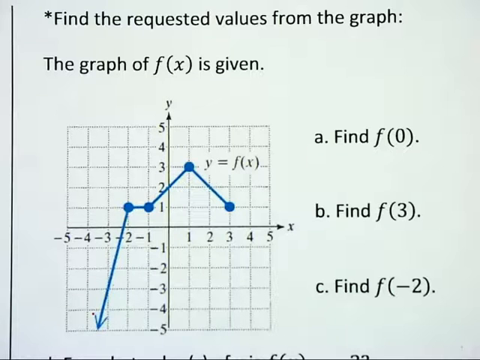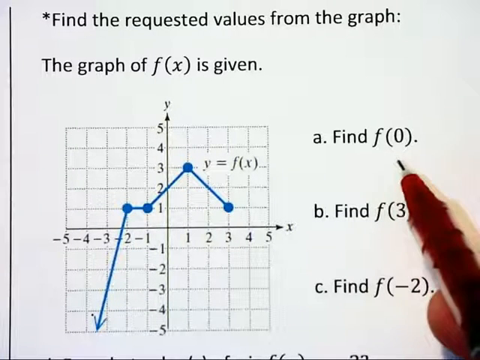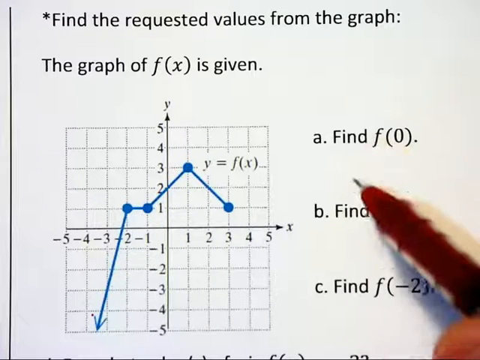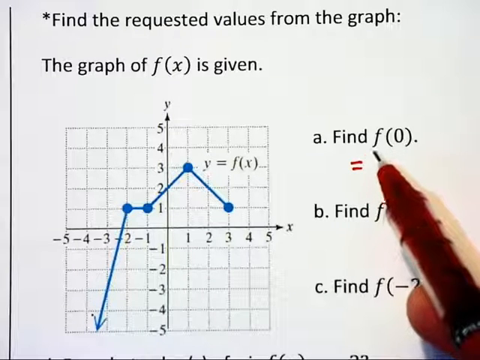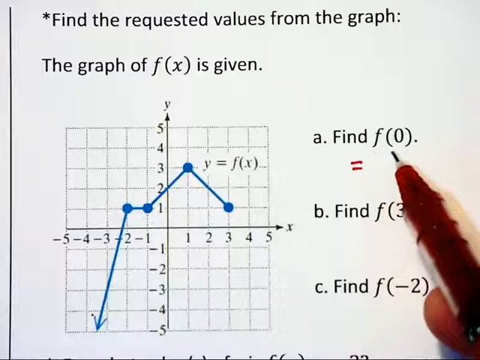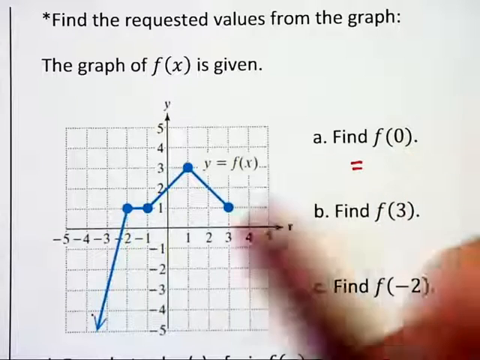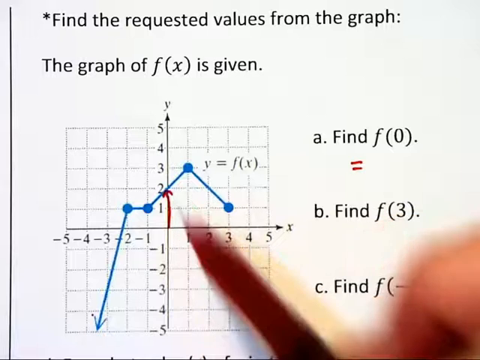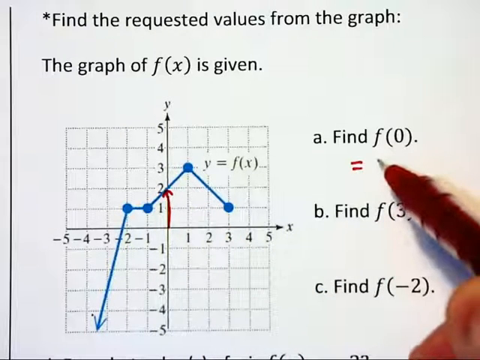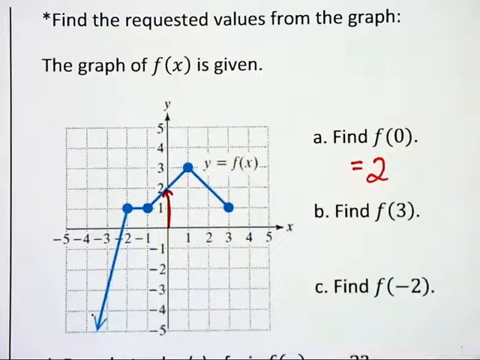Now we want to do a full analysis from the graph. We're given this graph, it says find f of 0. That means we want to know what is the value of the graph, in other words the y value, because f of x represents a y value, when 0 is input. Now if you go to the graph x equals 0 and you go up to the y value, it looks like the output is 2. So f of 0 is equal to 2.